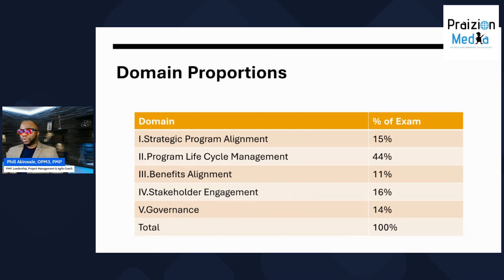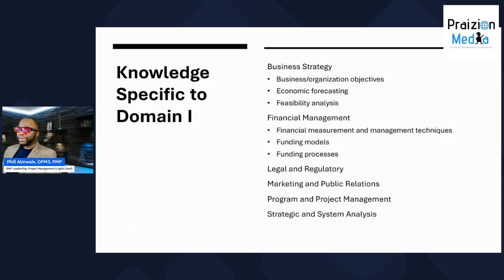In the strategic program alignment domain, you've got 15% of the questions. Program lifecycle management, 44% of the questions. Benefits alignment, 11%. Stakeholder engagement, 16%. And governance, 14%. So program lifecycle management is the largest of all the domains. You combine all the others, and it's just a little bit over half. Let's talk about the knowledge specific to domain one.